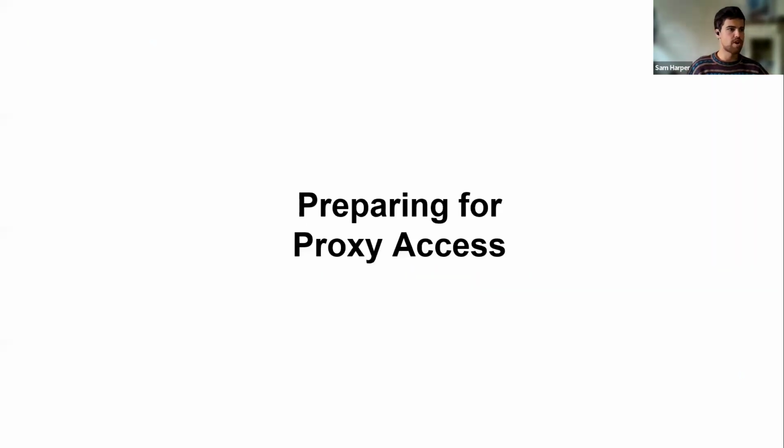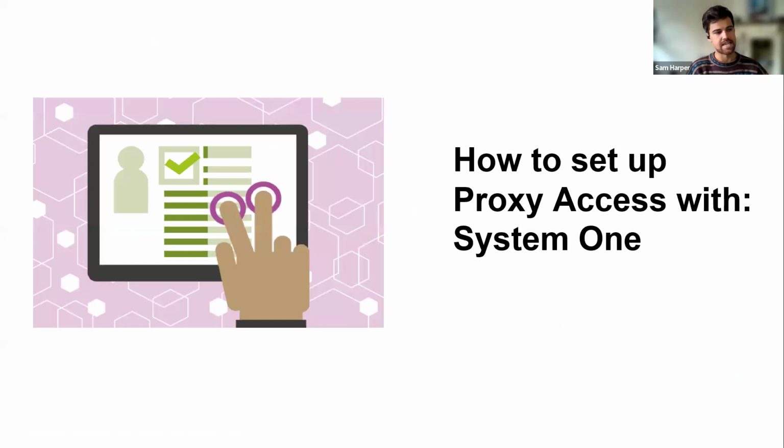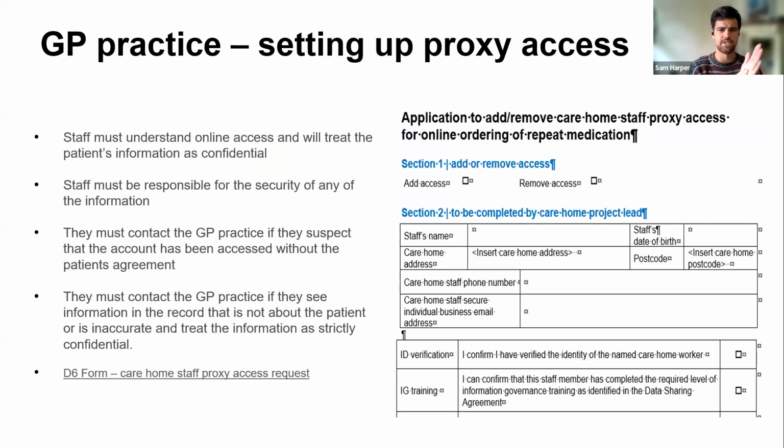So what I really want to get into today is how to set up proxy access once you've gone through all the consent forms with the GP surgery, once you've gone through the initial implementation journey, and then what you do from there, dependent on the system you're using. So we're going to start off with looking at System 1, also known as TPP. What will happen is the GP practice will set up the proxy access.